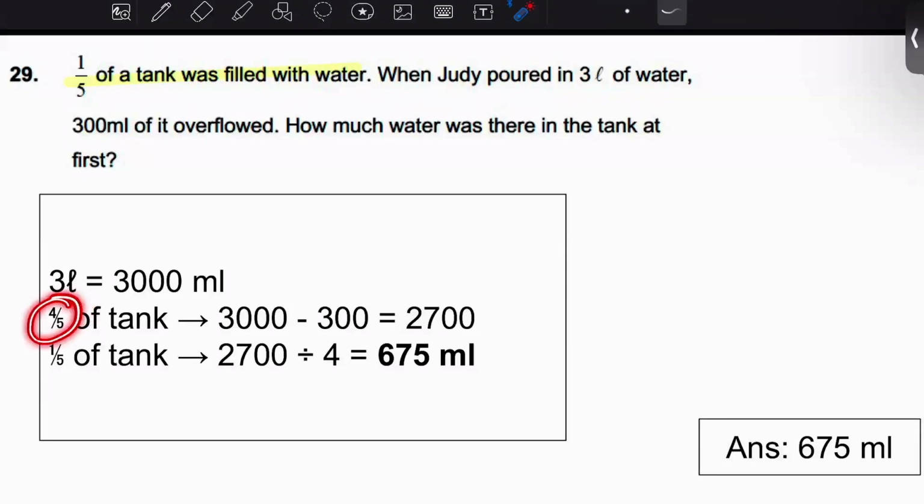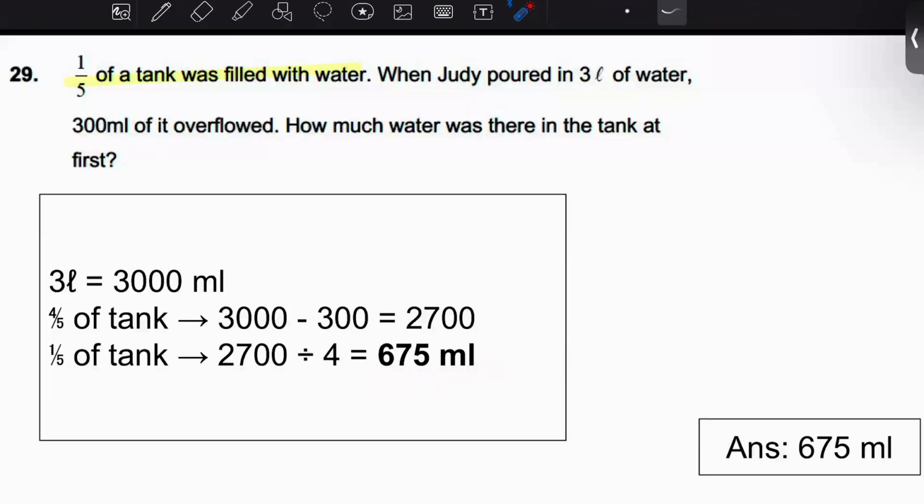Why 4/5 of the tank? Because it already has 1/5 of the tank filled with water. So this is the remaining volume of the tank available, right? So 2,700 is equal to 4/5 of a tank. 1/5 of a tank is equal to 2,700 divided by 4, you get 675 milliliters. Remember, don't get your units confused.